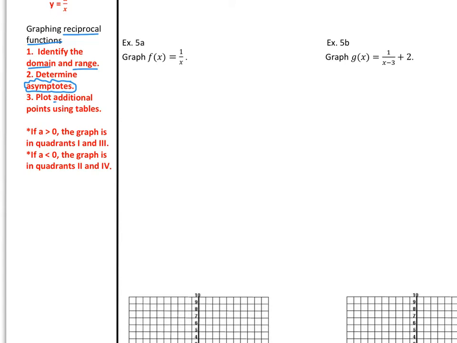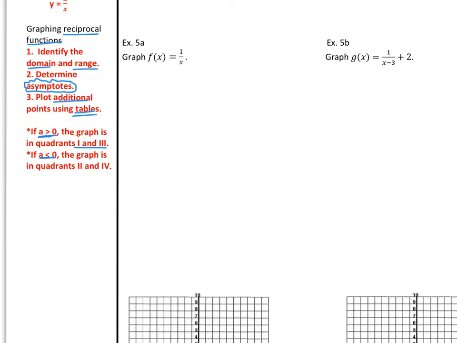We'll also plot additional points using tables related to the domain. And I'll show you what that looks like with our examples. Now remember, a is the coefficient, or the number that's on top of the numerator, kind of like what k would equal when we did inverse variation problems. If a is greater than 0, which means it's positive, the basic sketch of your graph should be in quadrants 1 and 3, always in opposite quadrants. If a is less than 0, meaning it would be negative, then it'll be sketched in 2 and 4.